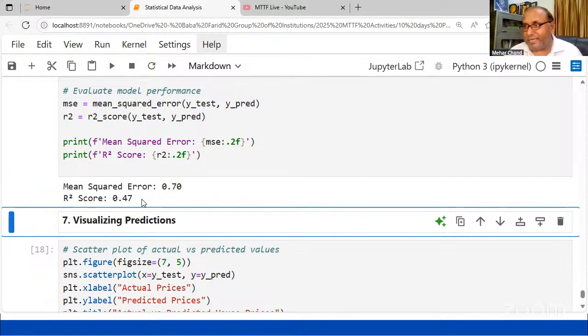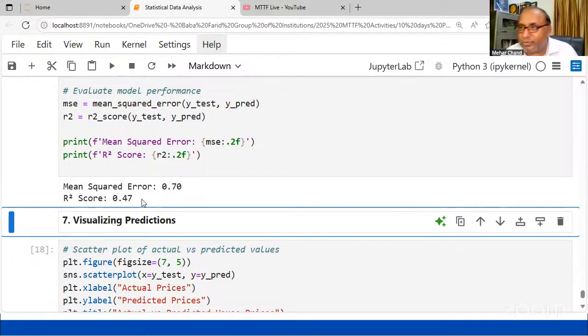And the R square value is 0.47. This indicates that 47% of the variance in the dependent variable y is explained by the model, and it aligns closely with the R squared from the OLS output. The model captures moderate variance in the data, and the remaining 53% is unexplained, possibly due to omitted variables, noise, or small data size. So this is the interpretation of these values.